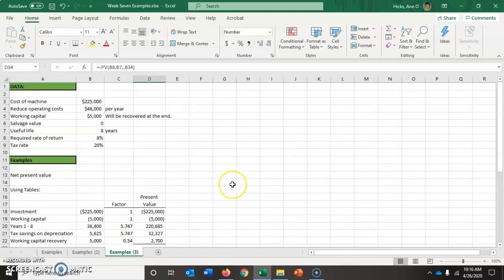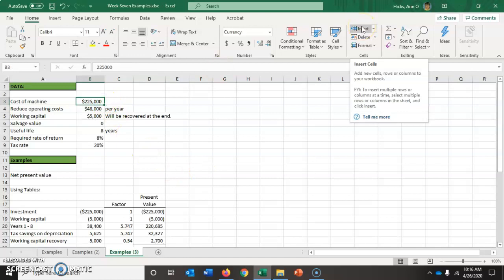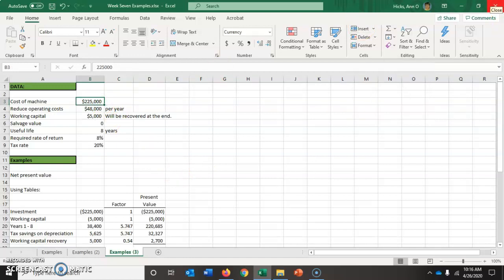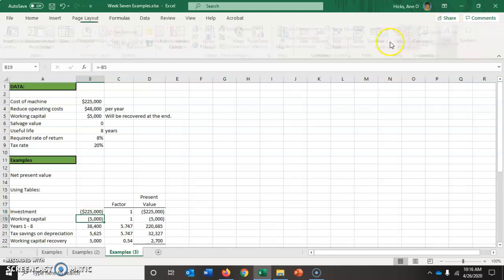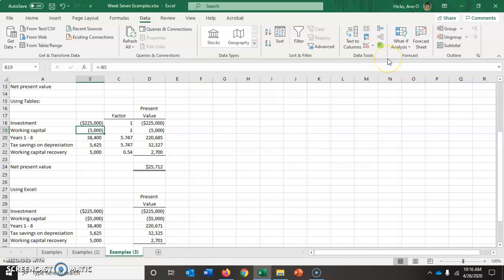Okay. All right, last example I want to look at brings in taxes, because what we have done thus far is we've kind of ignored taxes completely. So everything is exactly like the previous example. $225,000 cost, $48,000 savings, $5,000 working capital that will be recovered at the end. We'll go back to the original 0 salvage value. Useful life 8 years, required rate of return 8%, but now we're going to assume there's a tax rate for this company of 20%. So investment and working capital, same, but look at years 1 through 8.